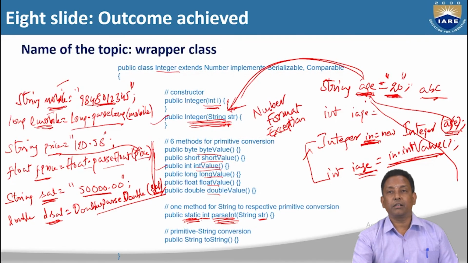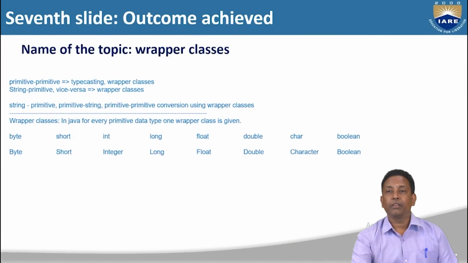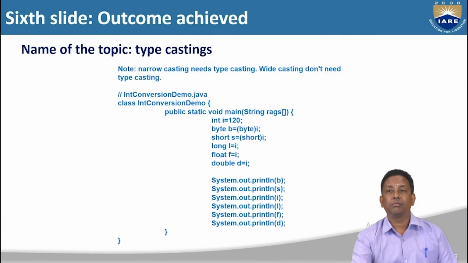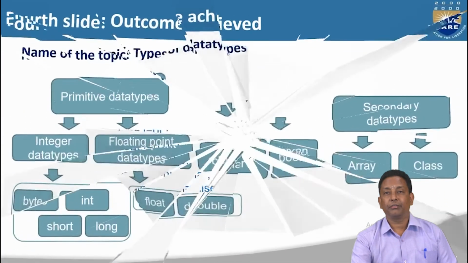This is how the Integer wrapper class looks like. These are the list of wrapper classes. This is primitive to primitive conversion using typecasting. And these are the default values.